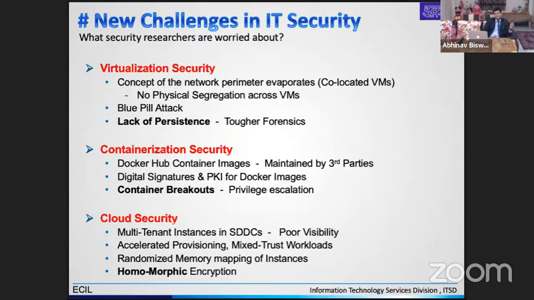So for these, some things like randomized memory mapping of instances, homomorphic encryption, these kind of things are also coming, but they are not much in use in the industry. They are more in academic research only. Homomorphic encryption is very interesting.